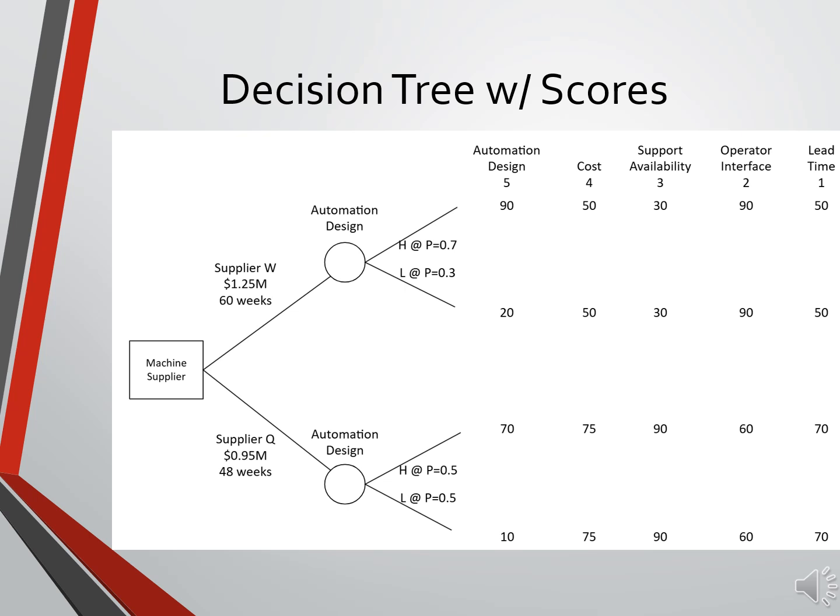For the cost, supplier W was scored a 50 because they met the initial target of the project, and supplier Q was scored a 75 due to the fact that they were slightly higher. Then for lead time, again, supplier W was scored as a 50 because they met the target of the project, and the 70 for supplier Q was calculated out of a comparison. From there, the team will take these values and solve the tree.